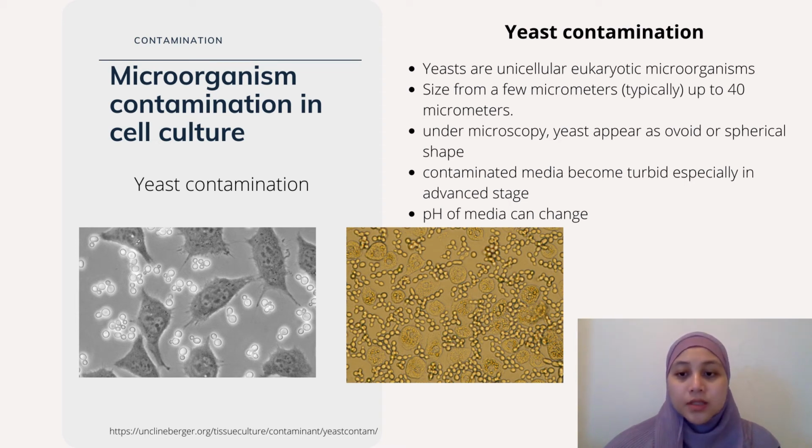Your media can turn turbid, especially in advanced stages. The pH of the media may also change, and under microscopic examination, yeast can appear as single cells or change form or branches.